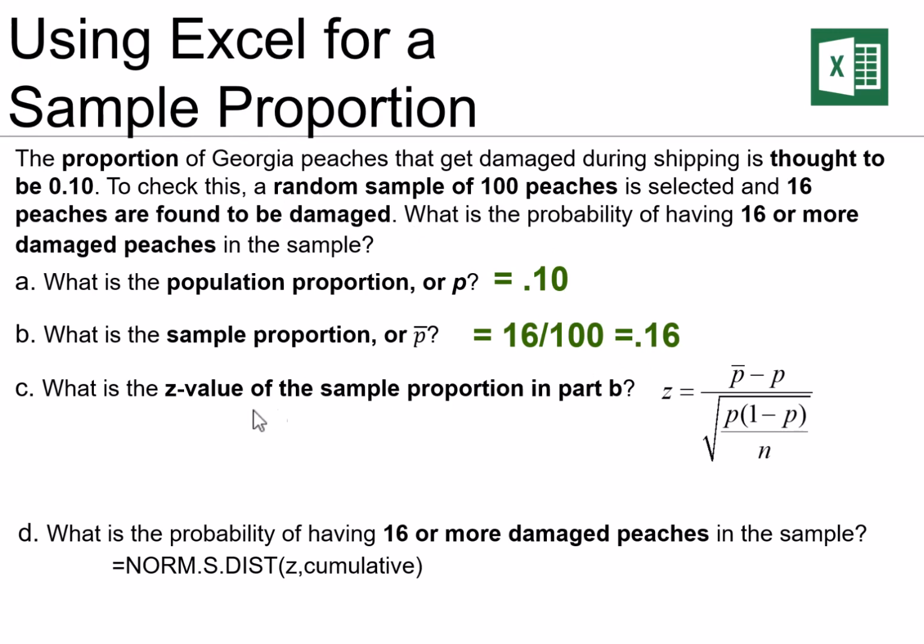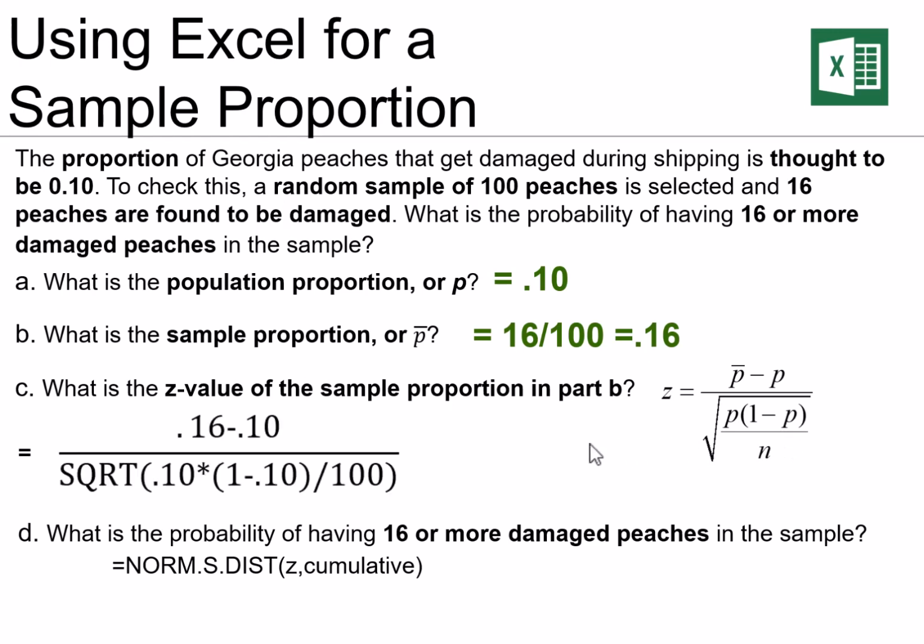So the first step here is now we want to calculate the z value of the sample proportion that we found in part B. So here is our formula for z. It's going to be P bar minus P, or the sampling error, and then our standard error of the proportion is the square root of P times the complement, 1 minus P, divided by the sample size. So we're simply going to plug in our numbers and solve.